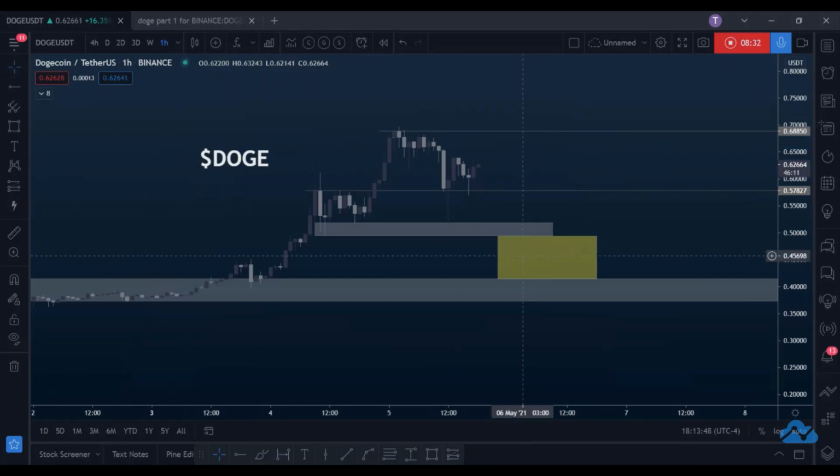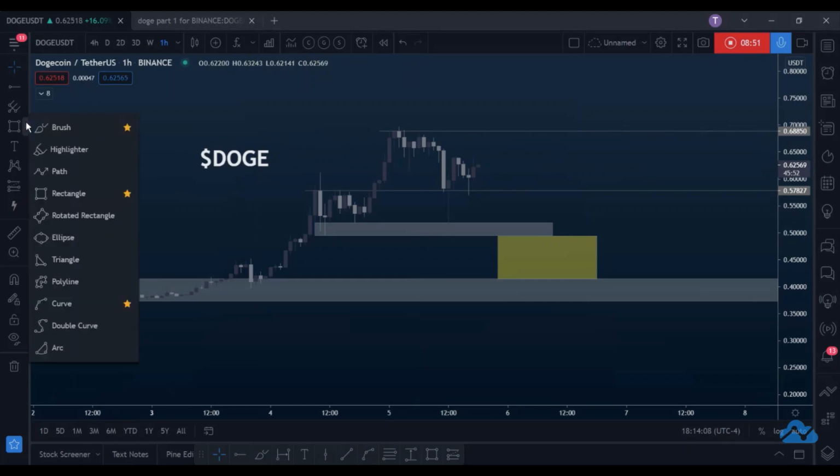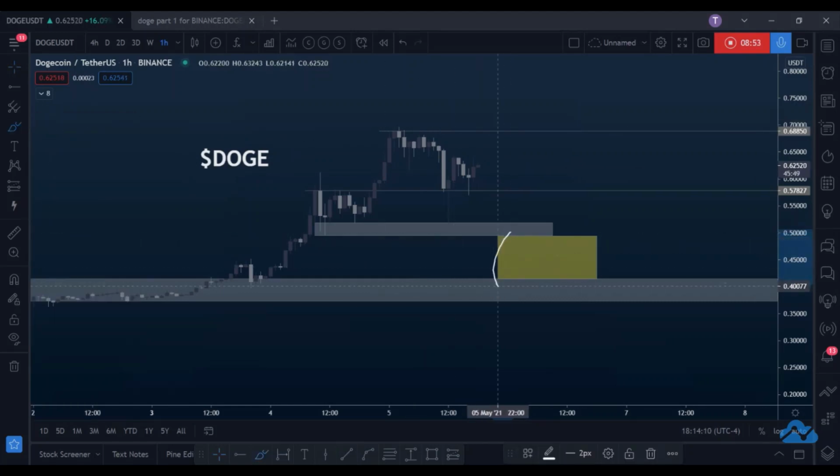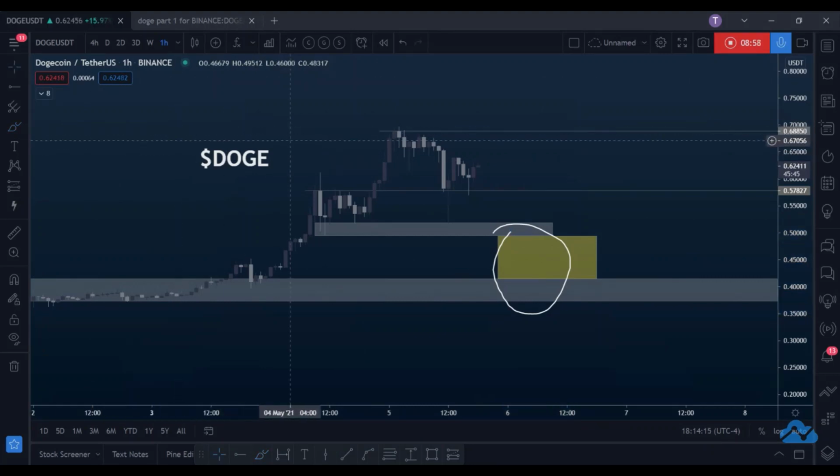It basically tells me that if price goes below this box and breaks down, price will probably just fall straight through to this next box. And if it does that, you would probably see a lot of volume and a lot of liquidations, and then you would see that liquidity that maybe a big player is looking for to enter.